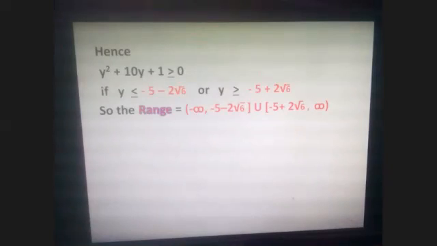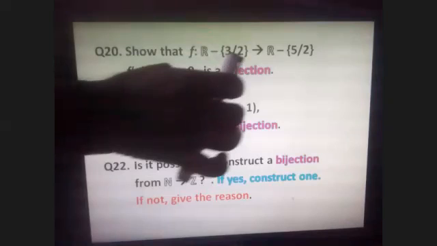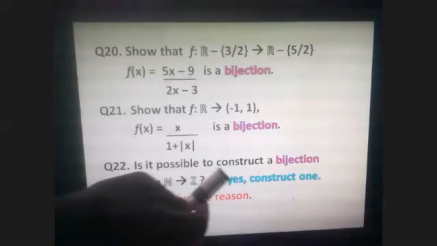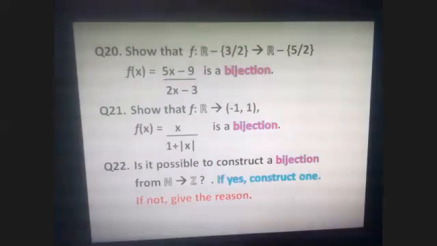Well, your one question is to show that this is a bijection, the same one, no problem. But these two questions, be careful, try to do them. You can do it. I will do it for you. This you have to answer me: is it possible to construct a bijection from N to Z? If yes, you have to construct it. If not, give me the reason. I will ask when we meet back on Monday.